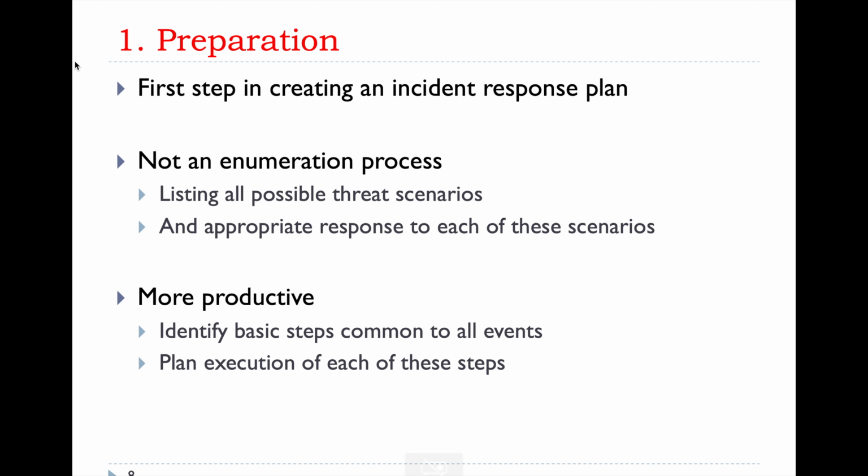So the first step is the preparation, and usually preparing for an incident is not an enumeration process. What that means is that we don't list all the possible scenarios. So we're not going to write, if we have, for example, a malware on this software, this is how we're going to react to it. If we have a malware, and there are going to be names of different malware, if we have this type of malware on this software, this is how we're going to react to it. And if we have this, this is how we're going to react, because we have a lot of possibilities. Listing all of them is not reasonable.